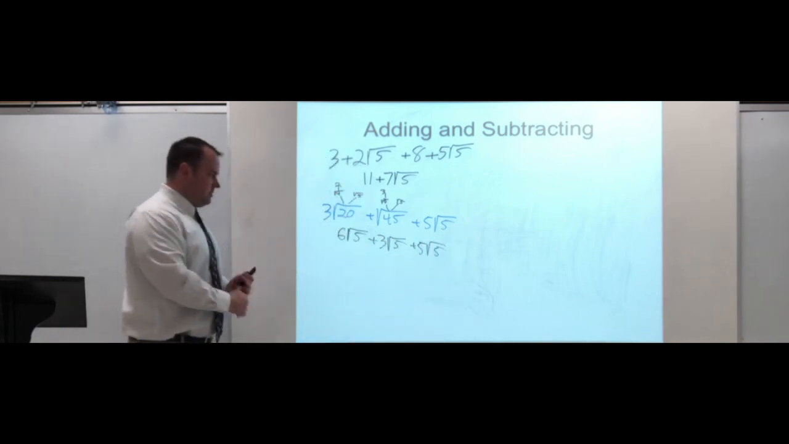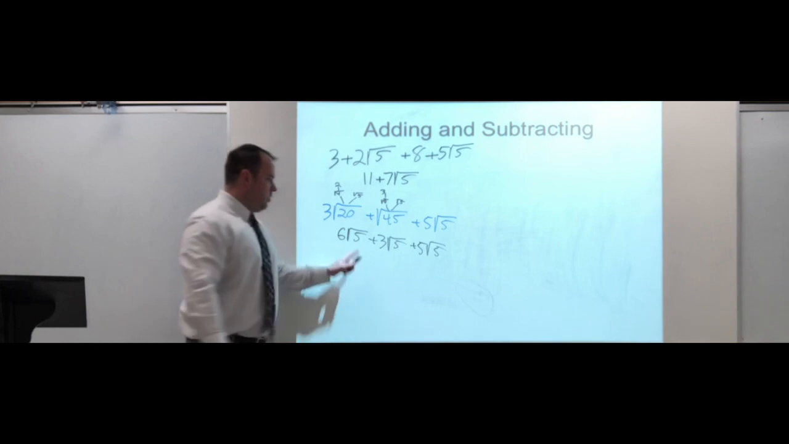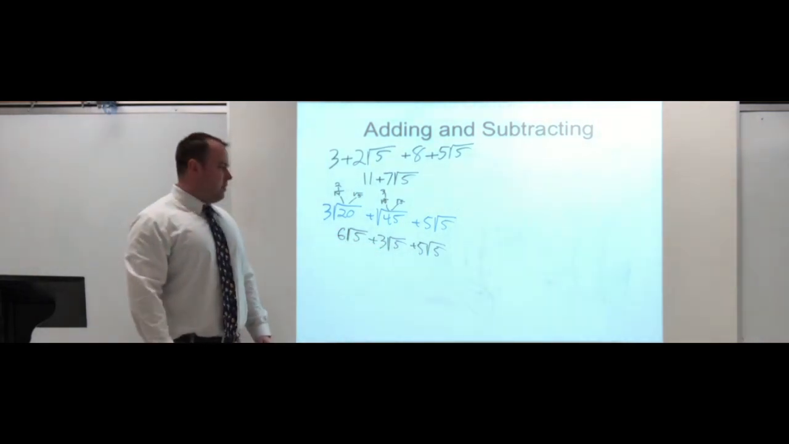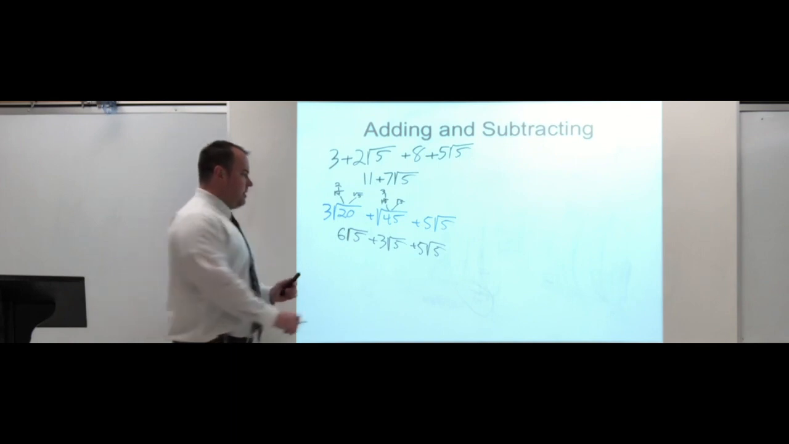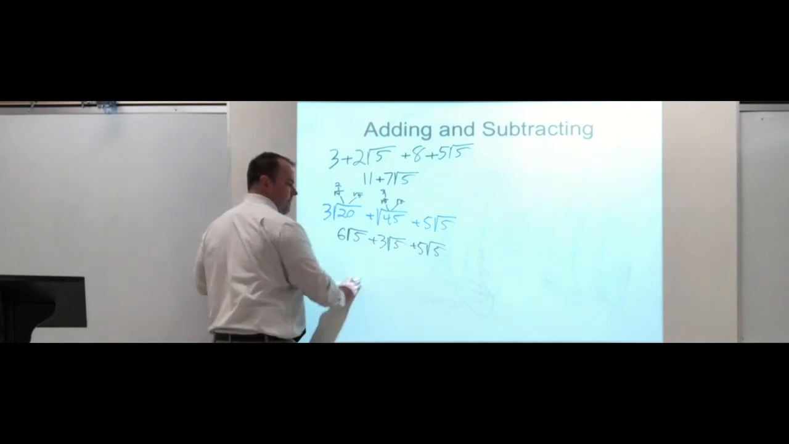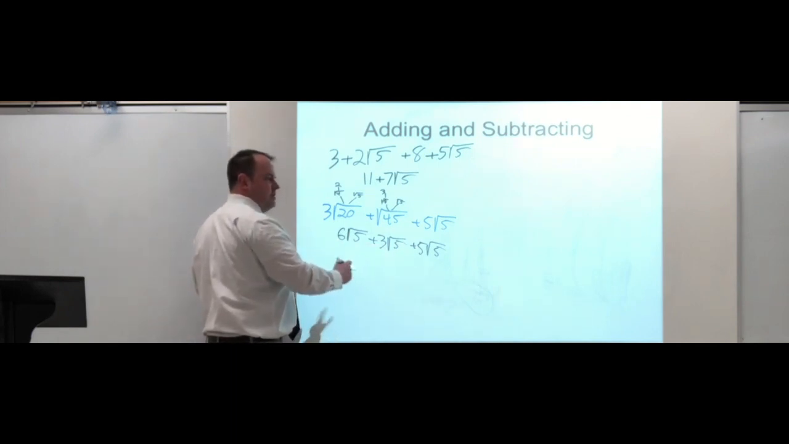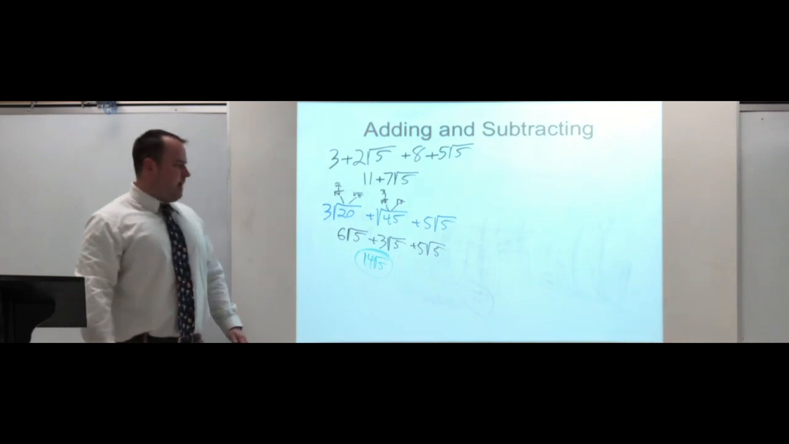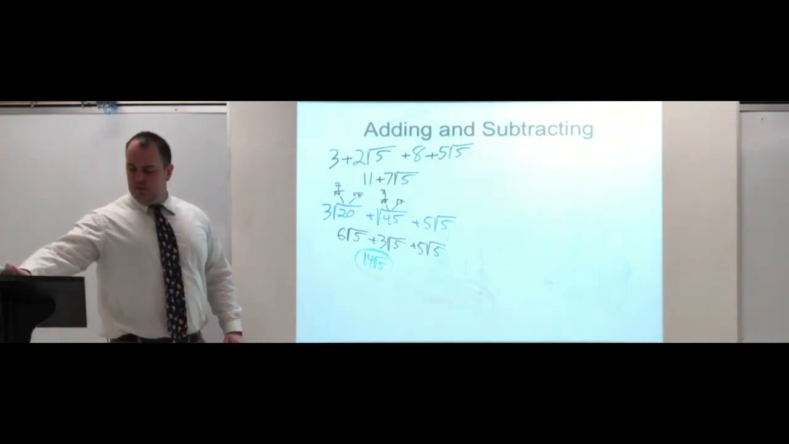But now looking at this, we have square root of 5, square root of 5, square root of 5. Now they're considered like terms, and I can combine them together. 6 plus 3 plus 5, just watch your signs when you're doing this. This should give you 14 square root of 5. And there's the answer for that one. All right, let's do one more of those.